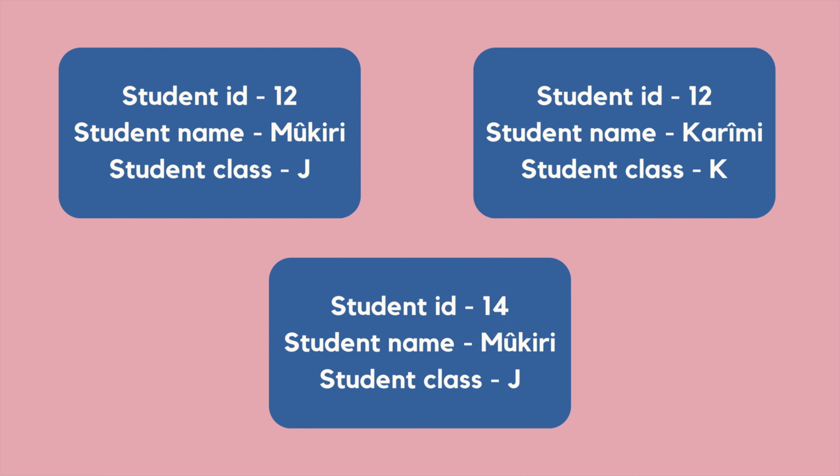We have 3 students on the board. We have 2 with student ID 12 and 1 with student ID 14. When you look at the ones on the top left and top right, these are seemingly 2 different students, but they are the same person because they do share the same identity.